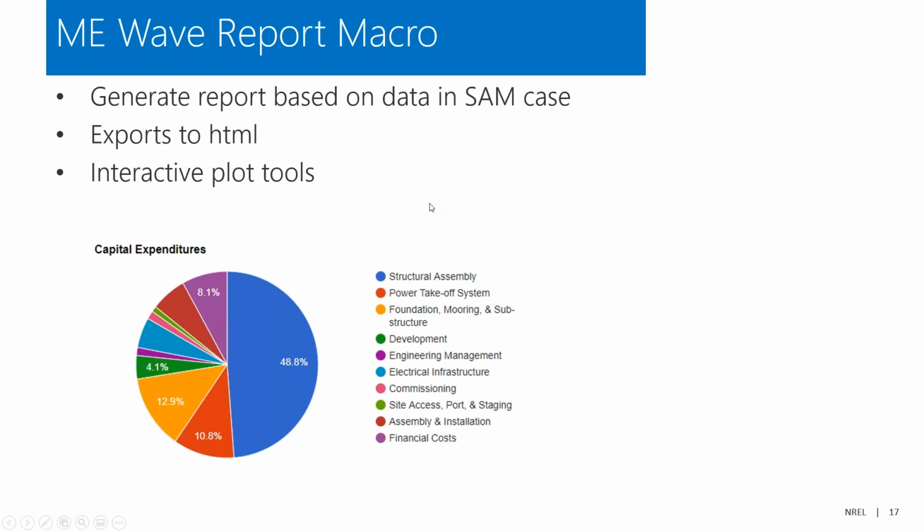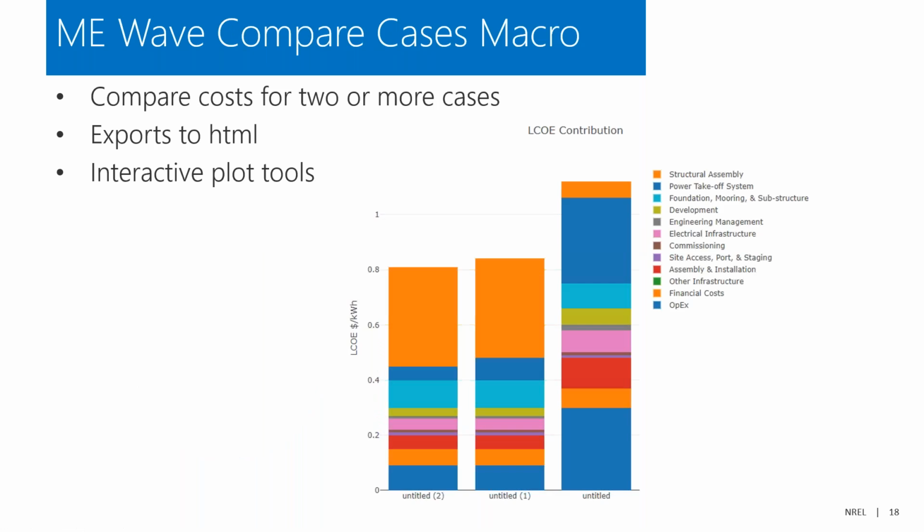We also have two macros, which are additional code built into SAM to help facilitate further analysis, that send the results of your simulation to HTML files with interactive plotting tools to look at your costs and performance in a different environment if that's more beneficial to you.